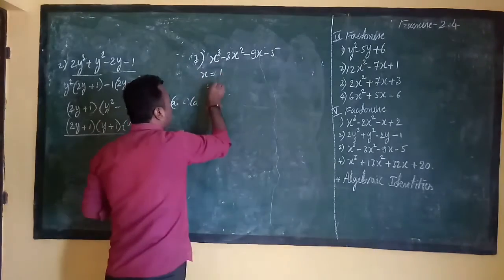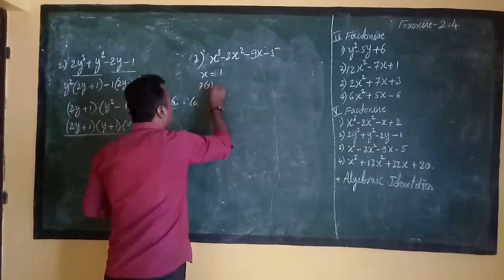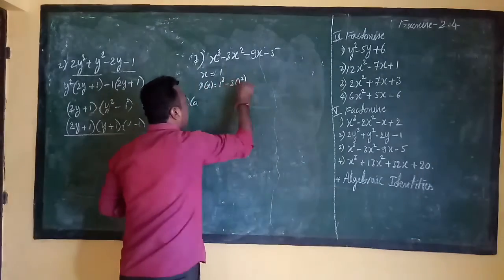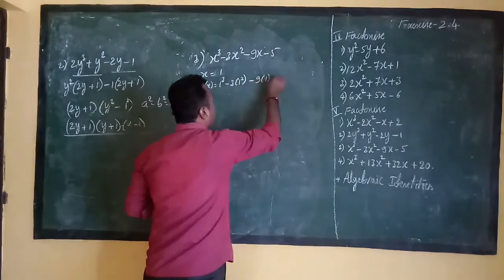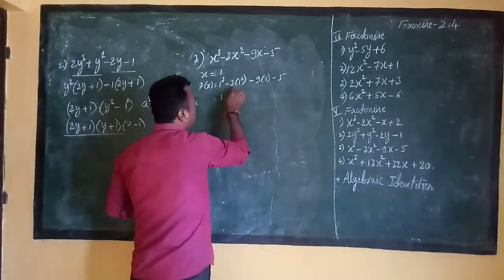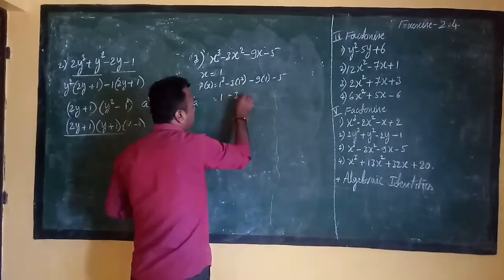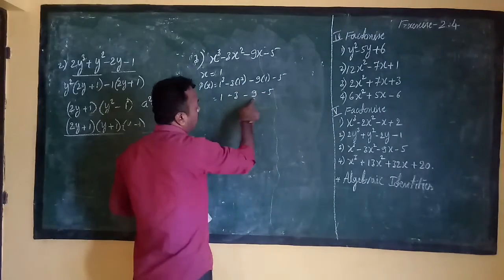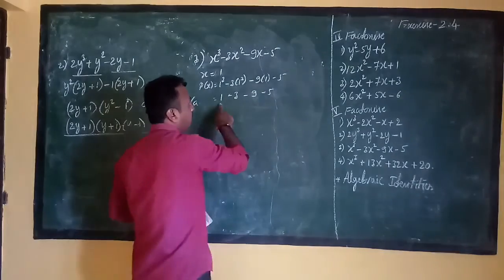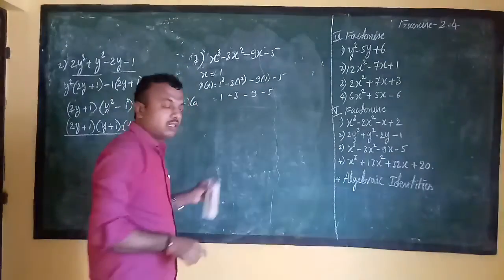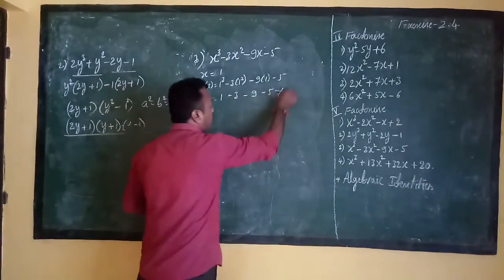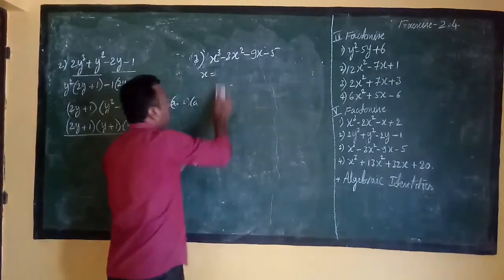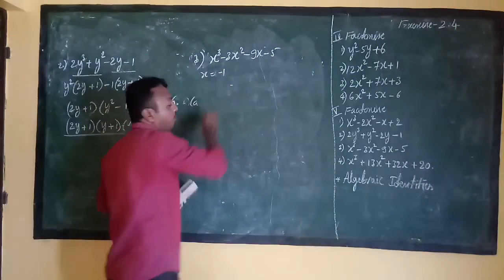So p of x is equal to 1 cube minus 3 into 1 square minus 9 into 1 minus 5. 1 square means 1 into 3, minus 3, minus 9, minus 5. So minus 3, minus 3, minus 12, minus 17, and plus 1 becomes minus 16. So it is not equal to 0. Therefore, x is not equal to 1. So that's why we have to put minus 1.